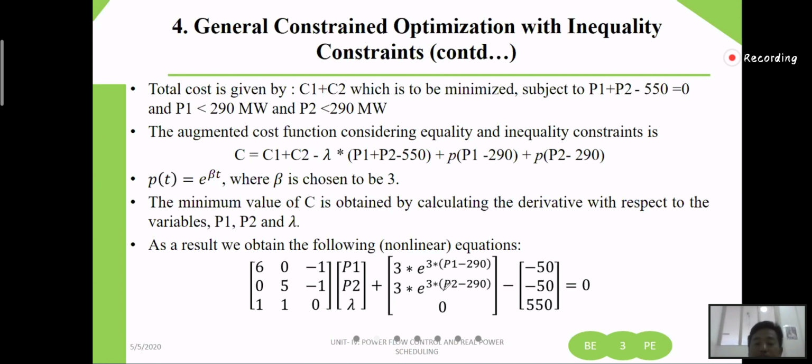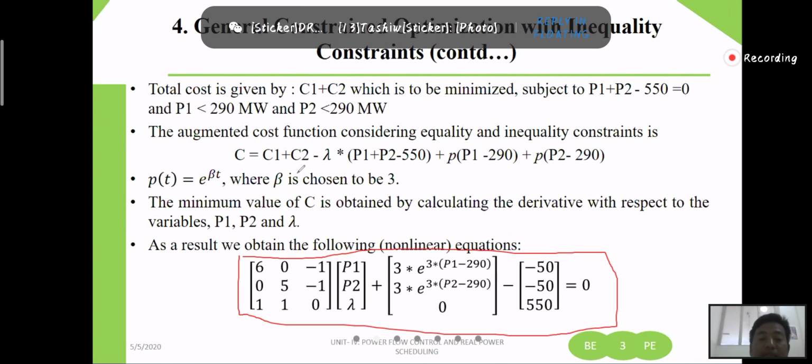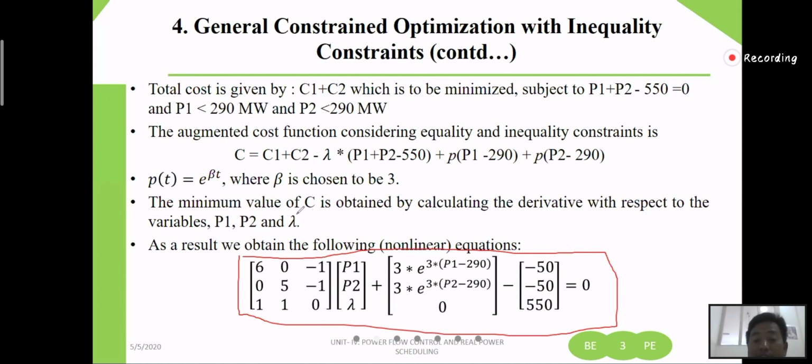Then as a result you will obtain the following nonlinear equation, so we have to form it in the form of a matrix equation. You try to solve this. Differentiate with respect to P1 first, then with respect to P2, then with respect to lambda, that is the Lagrange multiplier, and see whether you are getting this or not. So you make this in matrix form, and then you have to solve this.